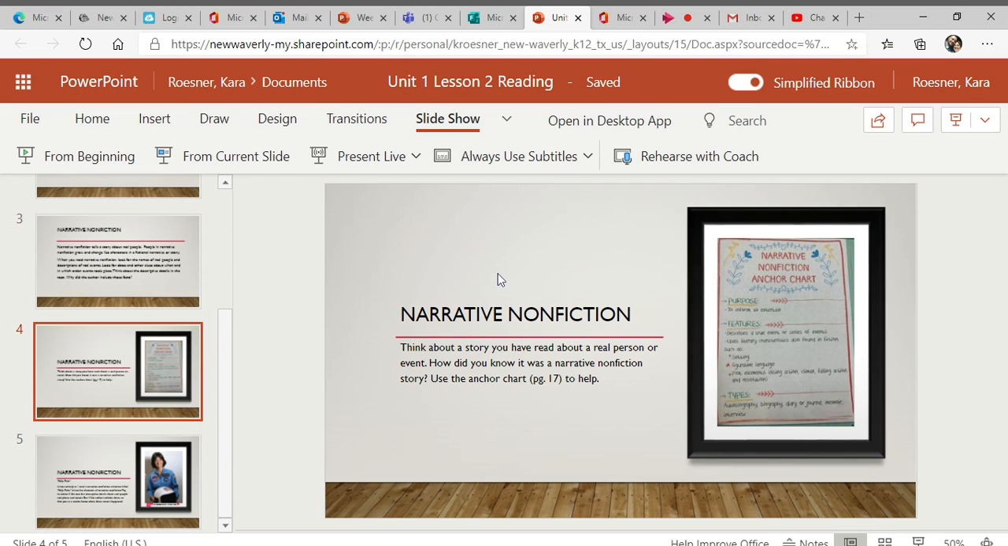So the chart you see is your page 17 in your My View book. It's the narrative nonfiction anchor chart. You can think about a story you've read about a real person or event. How did you know it was a narrative nonfiction story? Were there dates? Were there quotes from that person? Was it an autobiography or a biography, a diary or a journal? Could have been an interview like you see in magazines.